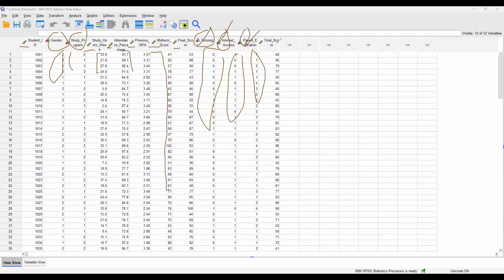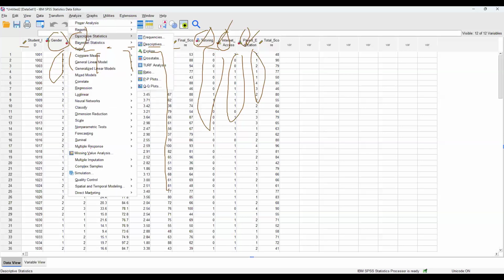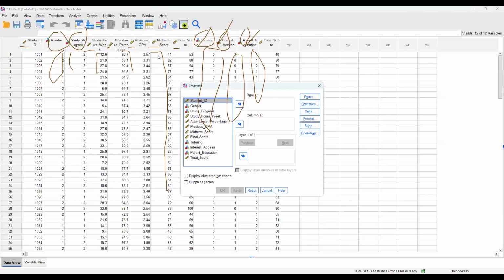Now let's take two categorical variables. For example, we want to check how many students are enrolled in a tutoring program based on their gender. Is there any relationship between enrollment in the tutoring program and gender? Let's check through the chi-square test. Click Analyze, go to Descriptive Statistics, and here you have Crosstabs. Are you able to see that?